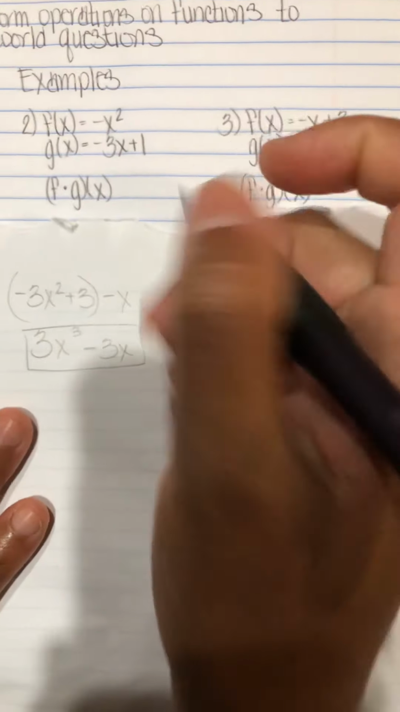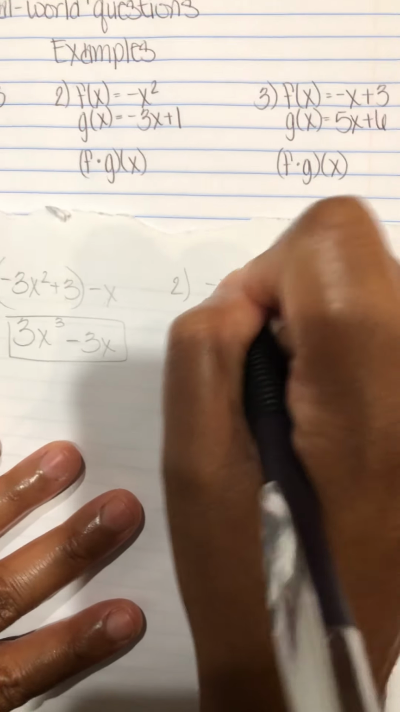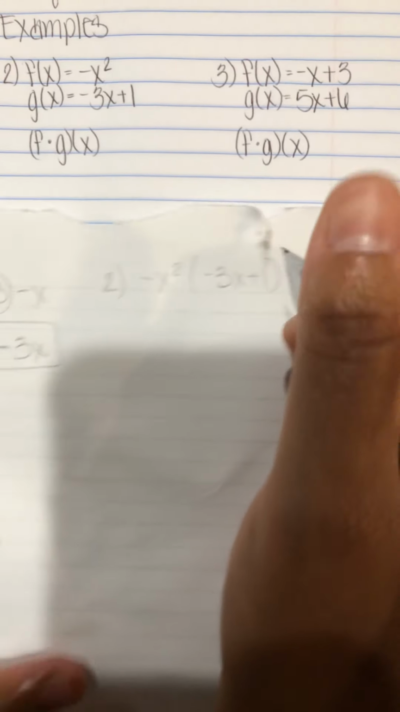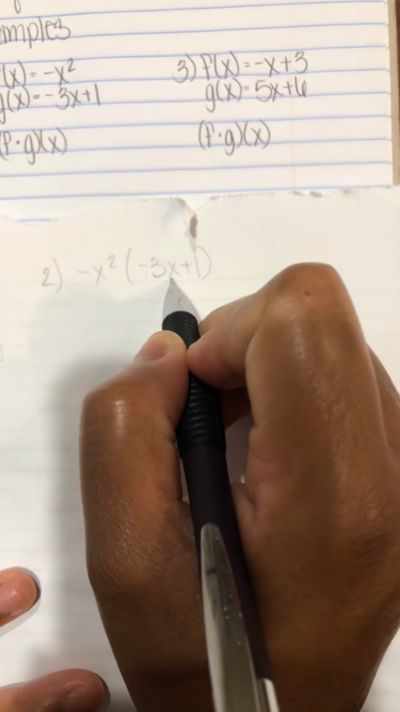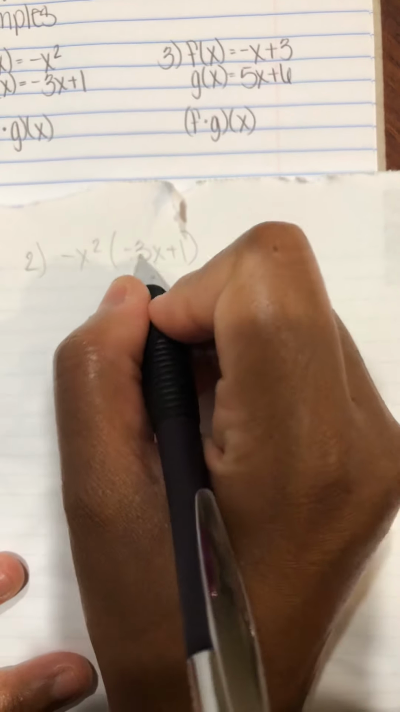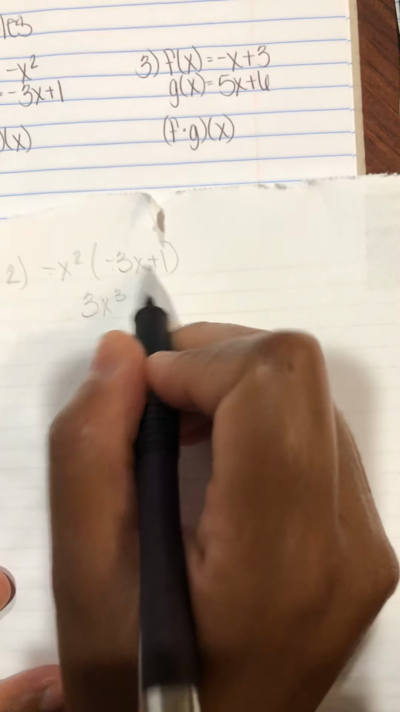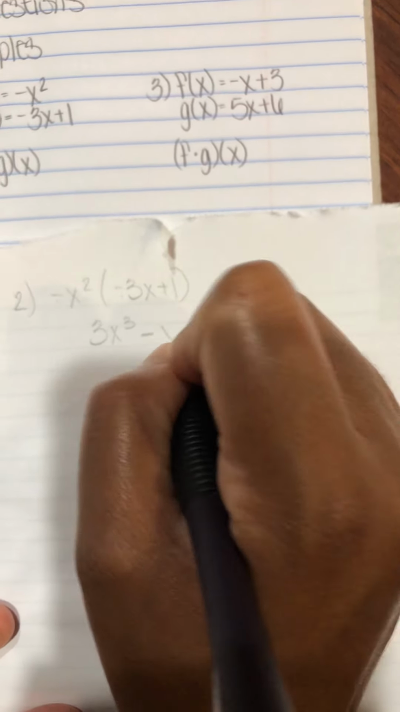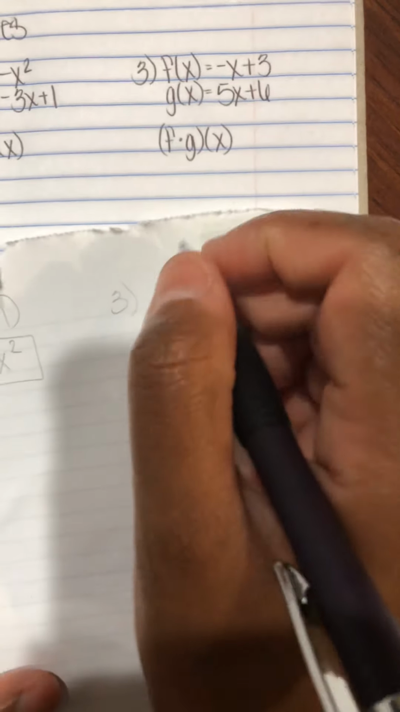For number 2, I have negative x squared times negative 3x plus 1. A negative times a negative is a positive. I have 2 x's here and 1 x here, so that means there's a total of 3 x's. So I have 3x to the third. A negative times a positive is a negative. 1 times x squared is just negative x squared. And that's your answer.